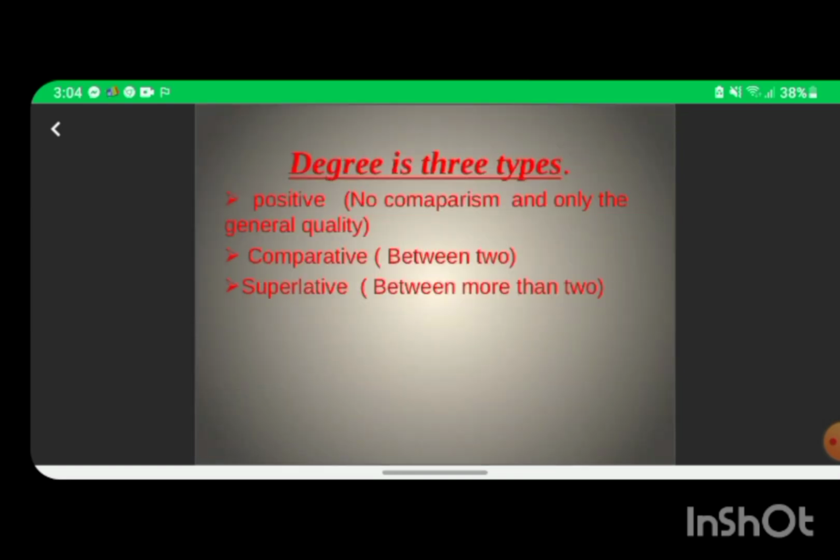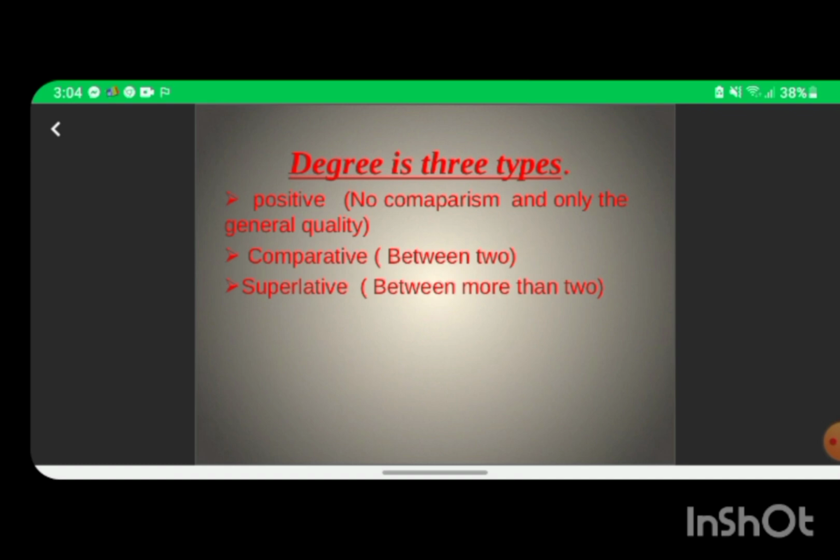Degree is of three types: positive degree, comparative degree, superlative degree. Positive degree has no comparison, only the general quality. For example, "He is good" is only the quality of he, so there is no comparison.